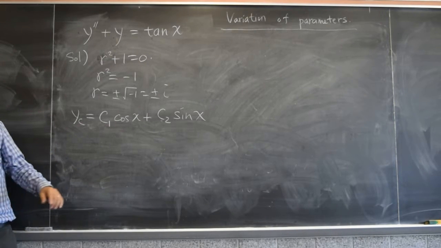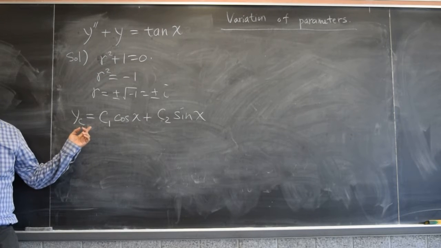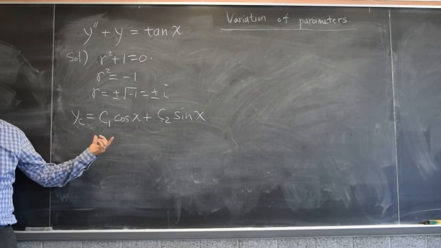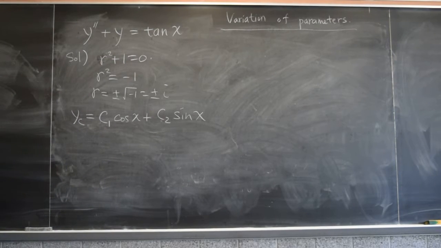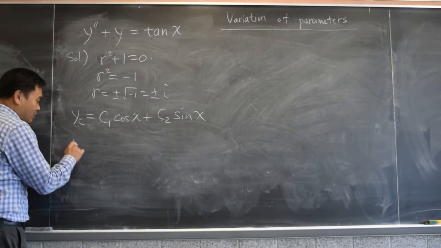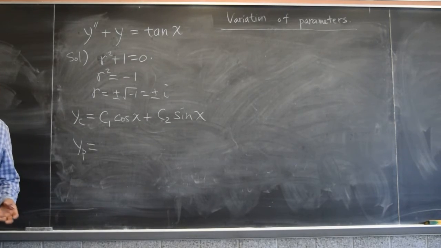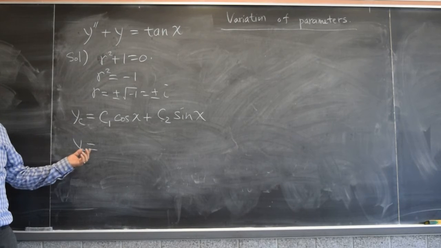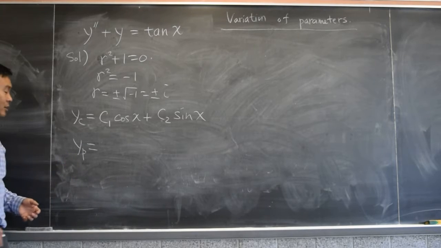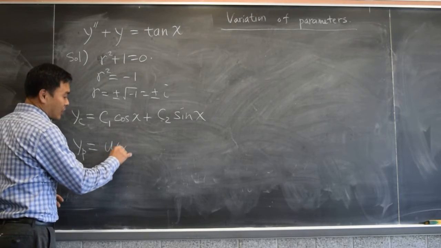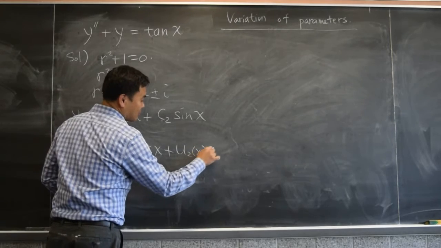Now here is where this different idea comes from. The method's name is variation of parameters. What are parameters here? The parameters are C1 and C2, right? These are the parameters. And the idea is, after a lot of experience in handling differential equations, you kind of have the idea that a lot of times your particular solution may look like some function times cosine x and another function times sine x.